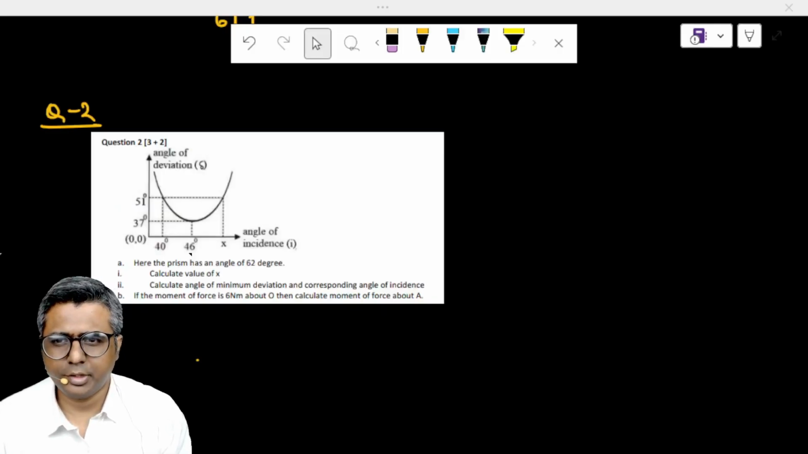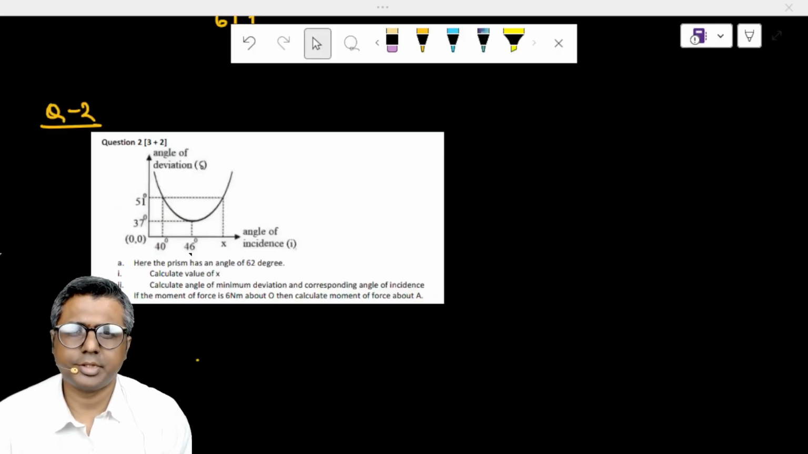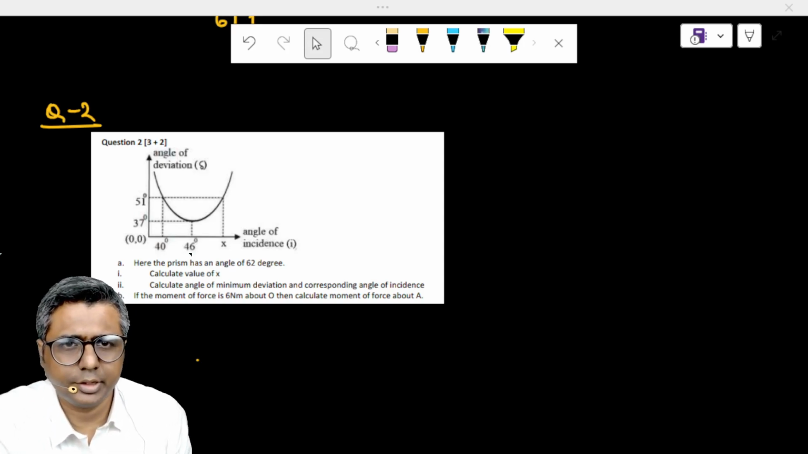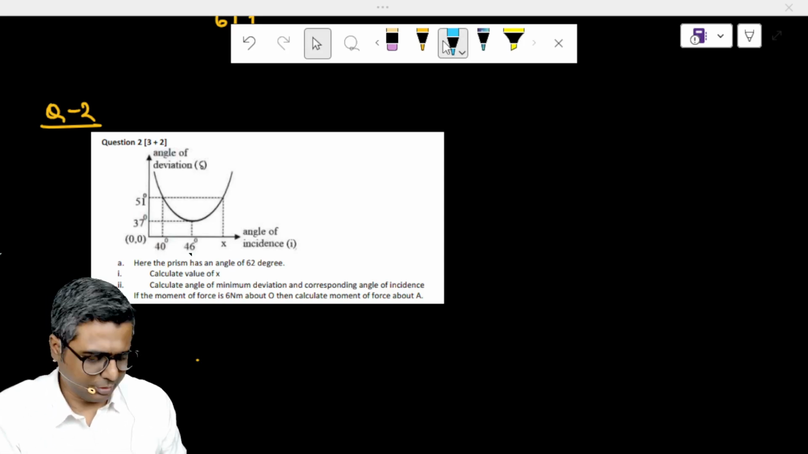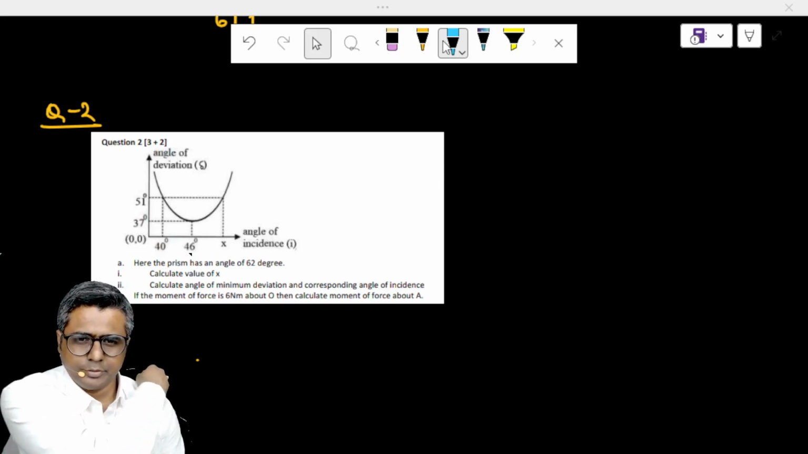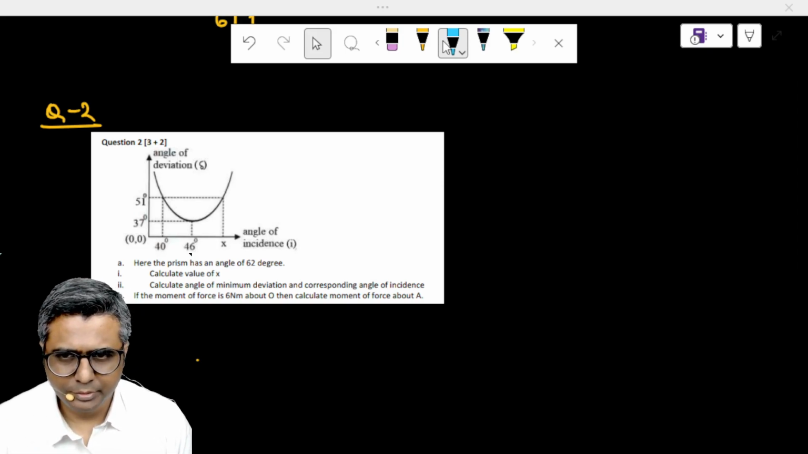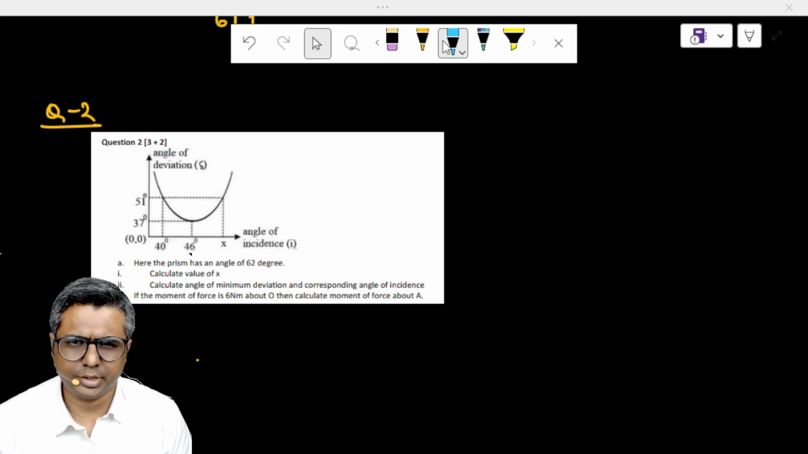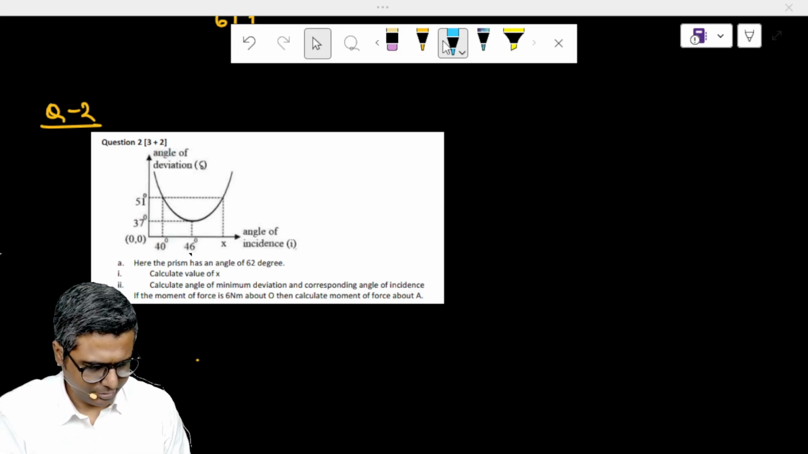So I hope you have already checked the answers of MCQs and you have scored a fair amount of marks, I guess. So let us go for number 2 now. Okay, this is a very nice, conceptual question, based on whether you have read the textbook well, or have been very clear with the concepts of refraction in case of prisms. It's a very nice question, I will say.